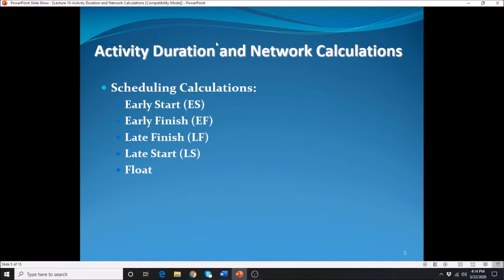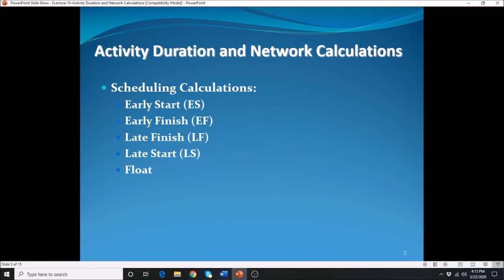Those are the early start, the earliest possible time that you will be able to start a given activity. The same with the early finish, the earliest possible time that you will be able to finish a given activity. And if there is available float time, the late start and late finish are the latest times that you will be able to start or finish a given activity. And then of course the last element is the float time.